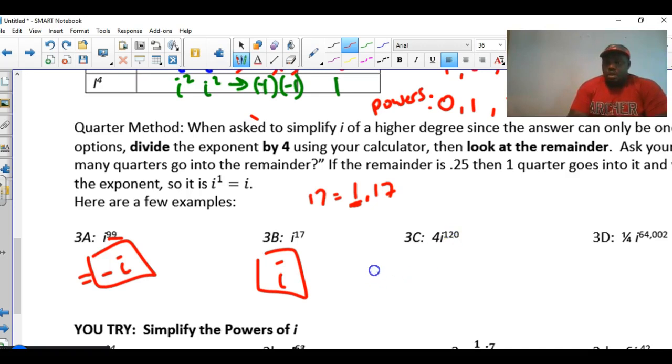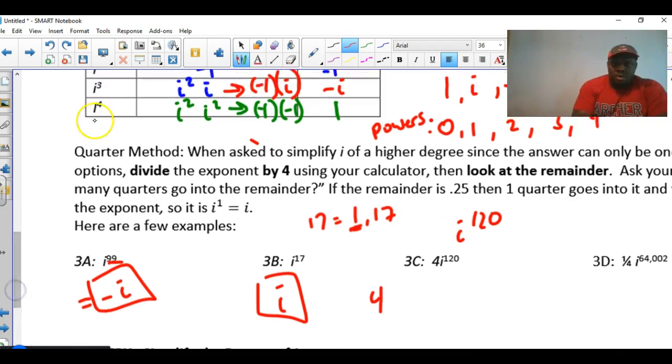4i to the 120th. Well, I'm going to put the 4 to the side for a second, but I want to talk about i to the 120th power. 120 is divisible by 4. Since I can divide this by 4 evenly, see this table? i to the 4th equals 1. Well, i to the 120th, since this is divisible by 4, equals 1. So I have 4 times i to the 120th, which we said is 1. We have 4 times 1, which is 4.